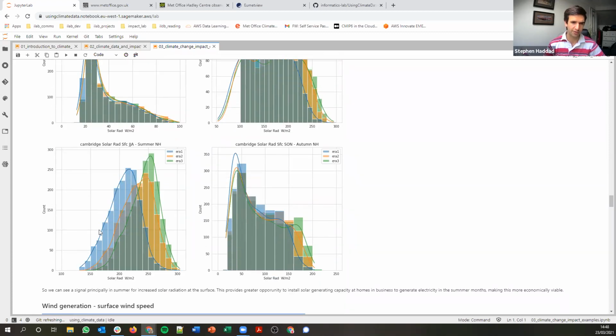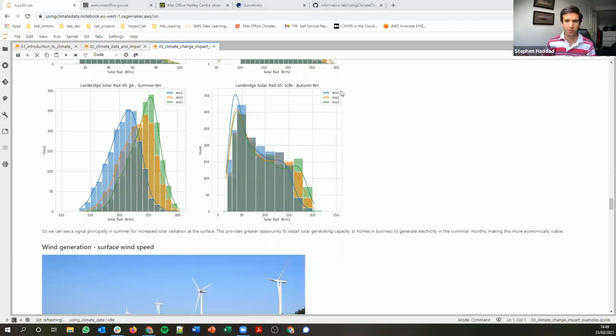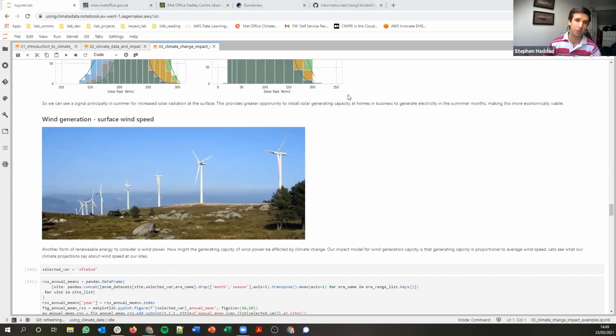There's a very clear shift from the blue, which is era 1, orange is era 2, green is era 3. That curve is shifted to the right, which is shifting towards higher levels of radiation. So clear signal of greater solar radiation in summer. So that's solar radiation. What about other variables? For example, wind power. Will wind power be affected by climate change, and will it be affected positively or negatively?